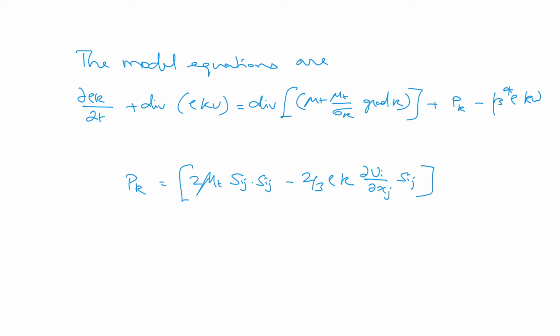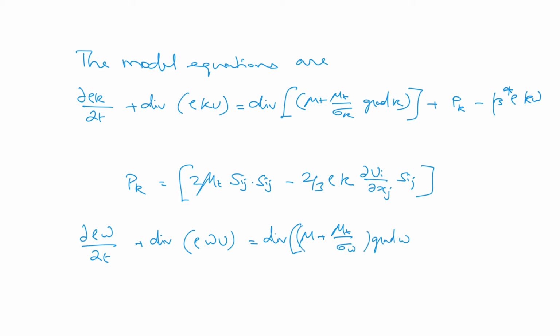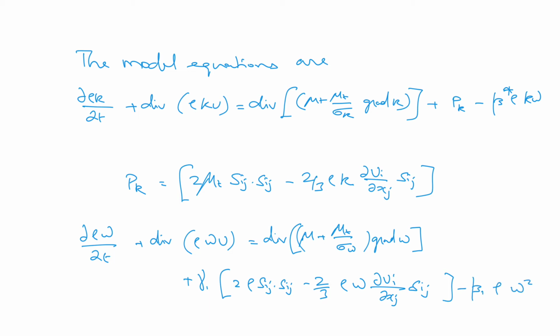Then we have the transport equation for turbulent frequency, that is dou rho omega by dou t plus divergence of rho omega u equal to divergence of mu plus mu t by sigma omega gradient of omega, plus gamma 1 2 rho sij minus 2 by 3 rho omega dou ui by dou xj delta ij, minus beta 1 rho omega square.